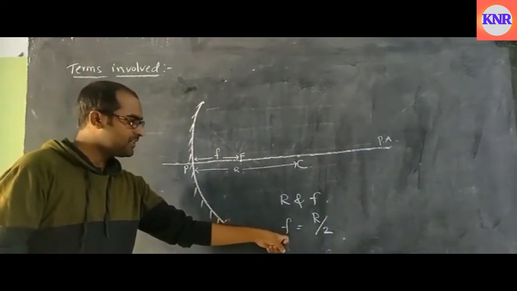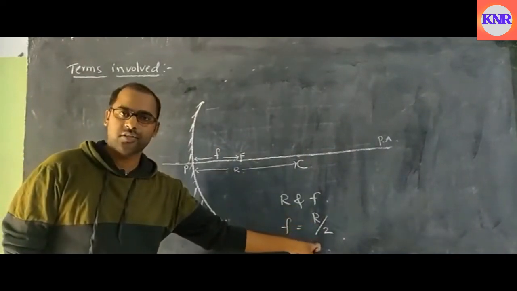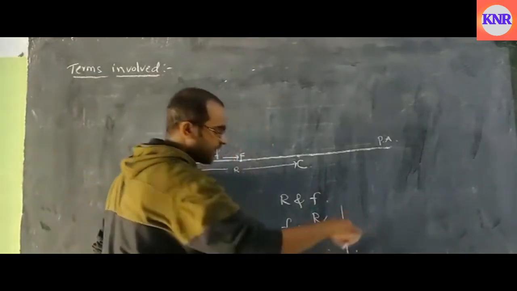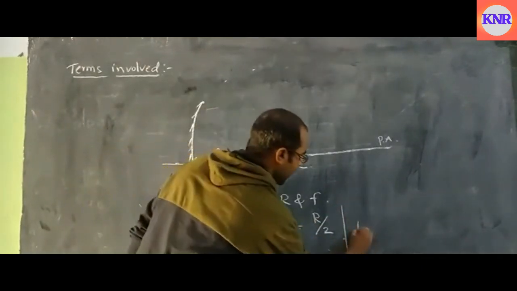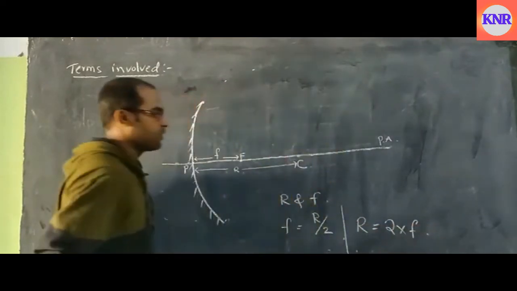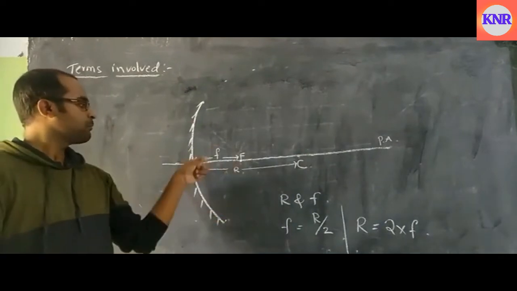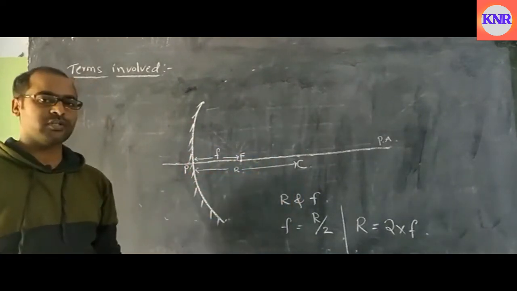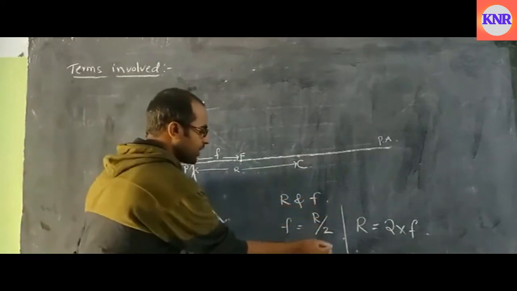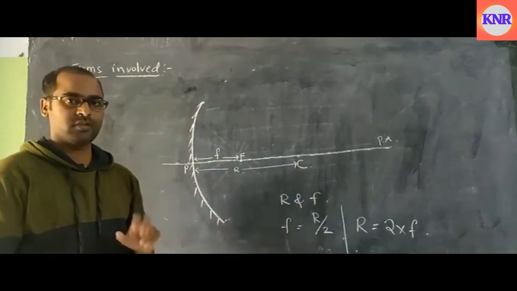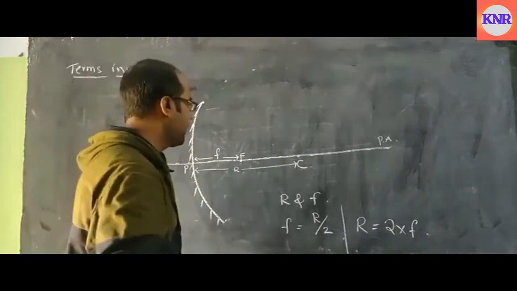That means focal length is half the radius of curvature, and it can be said in another manner, that is R equals 2 into F. That means radius of curvature is twice the focal length. This is the relation. You must remember this. You shouldn't forget this. Is it clear? Okay.